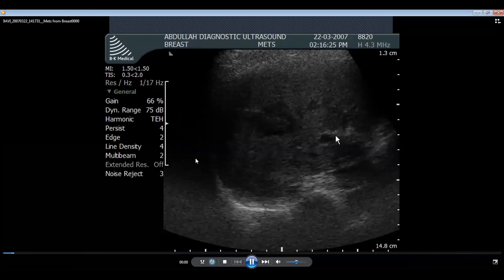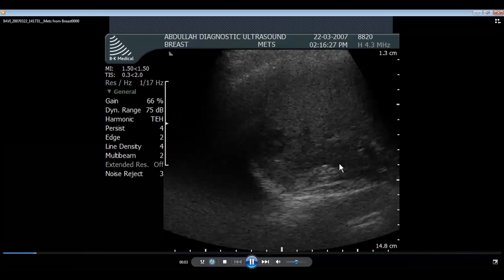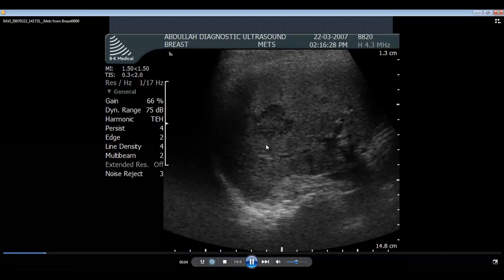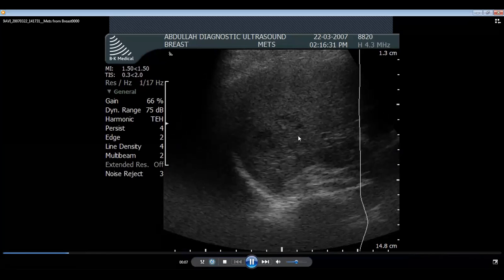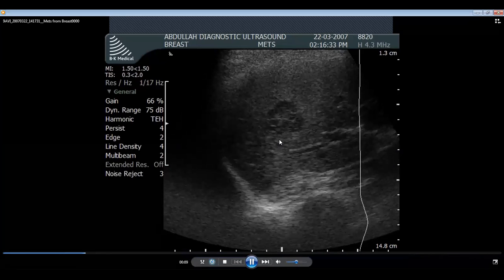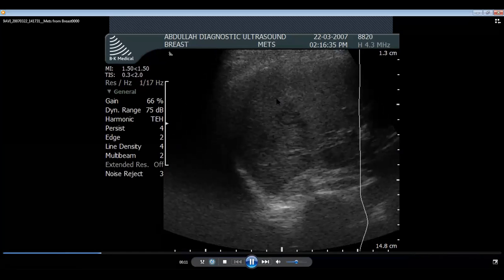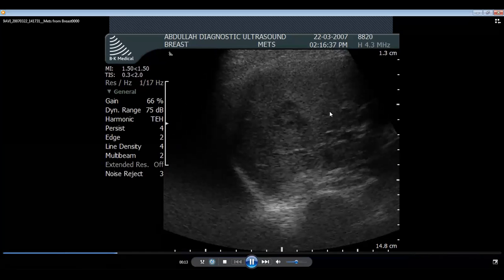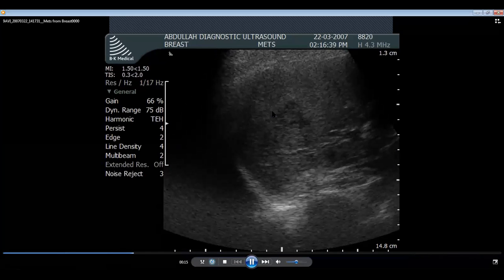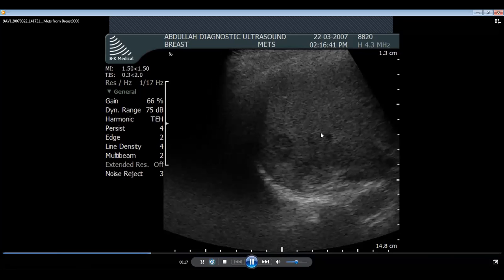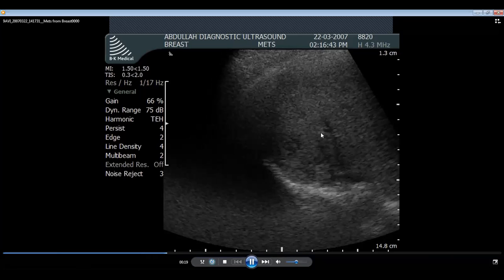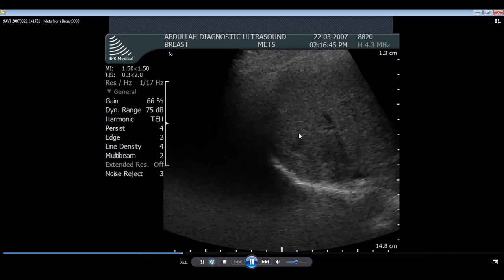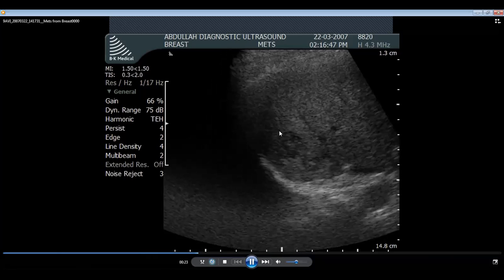Look at this as well. There you see multiple metastatic deposits, and each is surrounded by a black zone. So malignant growths have these black infiltrating halos around.